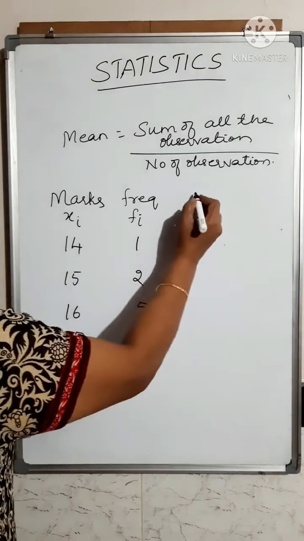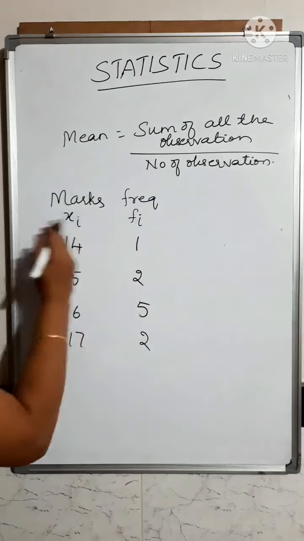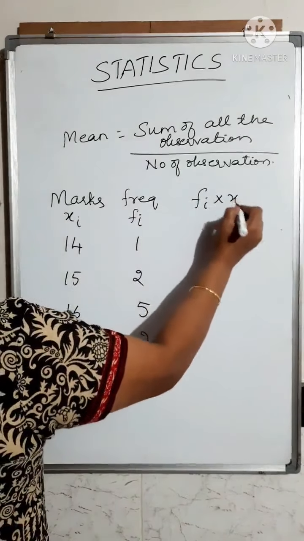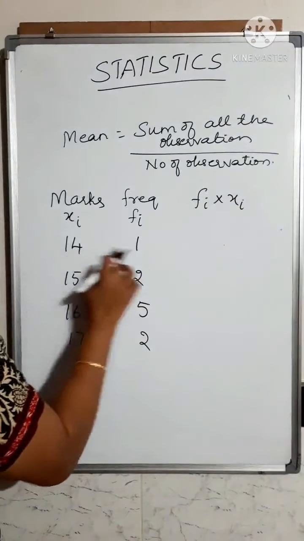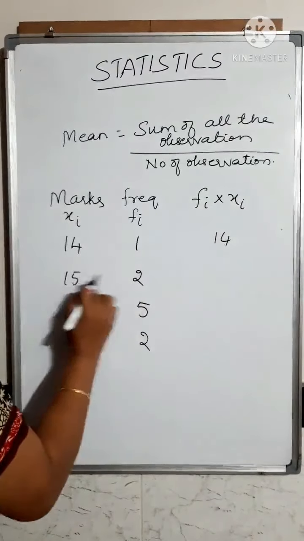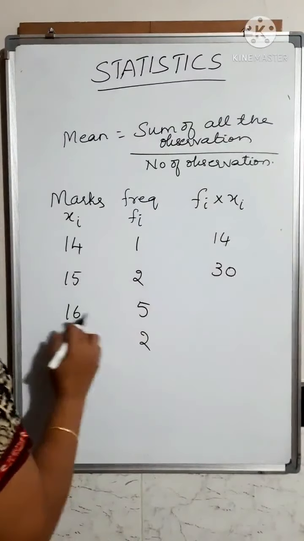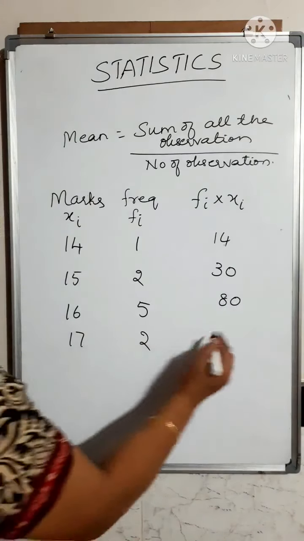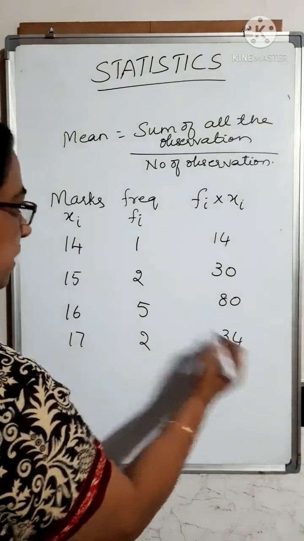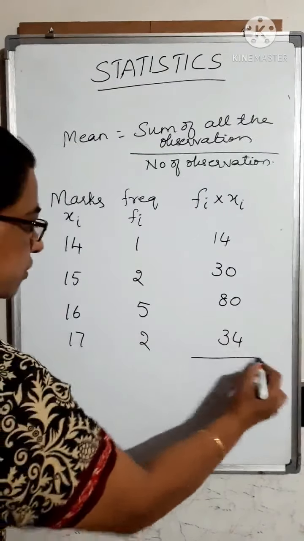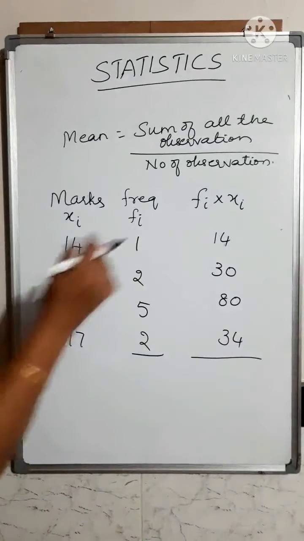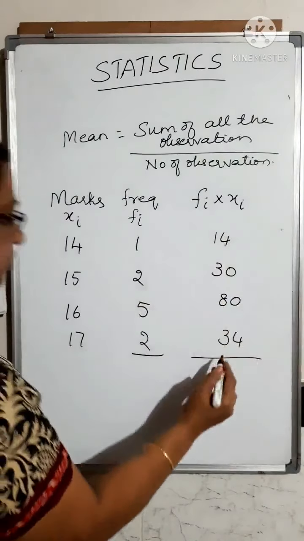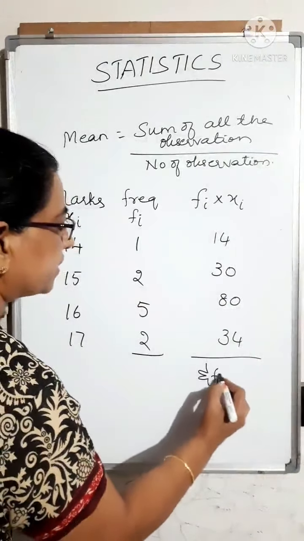The next column that you have to prepare is to multiply these two, that is fi into xi. These two columns you need to multiply. 14 into 1 you write 14, 15 into 2 is 30, 16 into 5 is 80, then 17 into 2 is 34. Now after multiplying the two columns, you have to add this column and you have to add this one. When you add all this, you will get sigma fi xi.